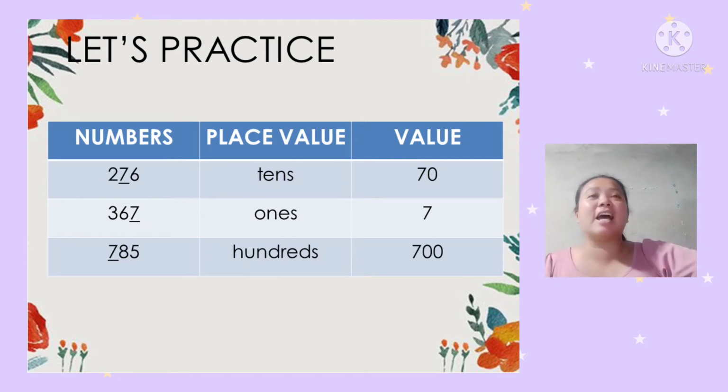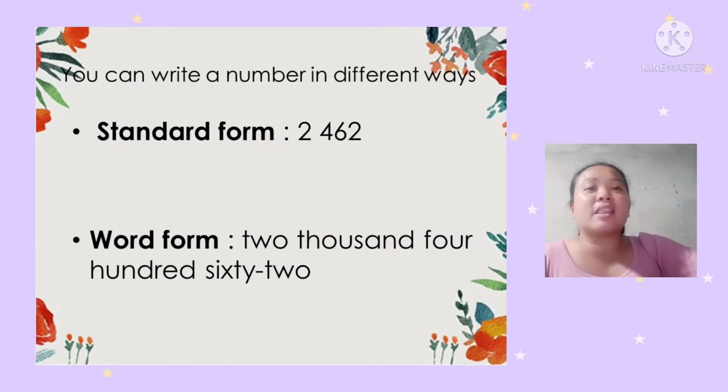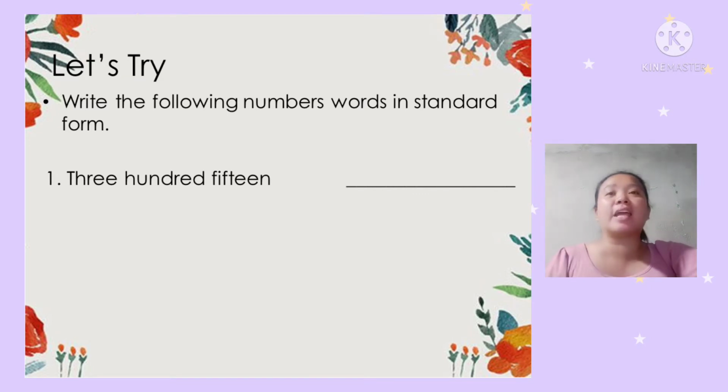Very good. Now let's go to writing the number in standard form and word form. So this is how to write the numbers in standard form, and the word form is writing the number in words. The standard form here is 2,462, and the word form is two thousand, four hundred sixty-two. Remember, standard form is the numeral, and the word form is the words. Now, let's get your whiteboard and paper again, and please write the number in standard form.